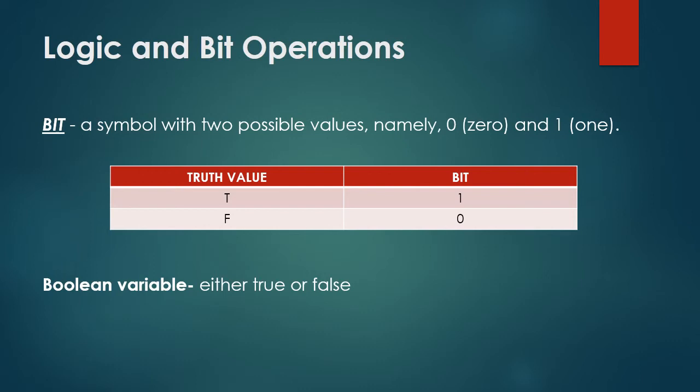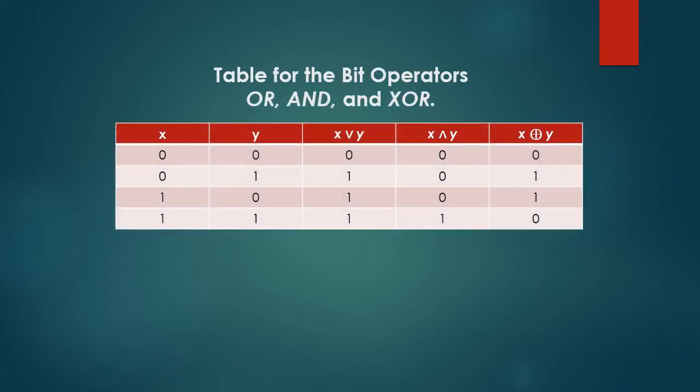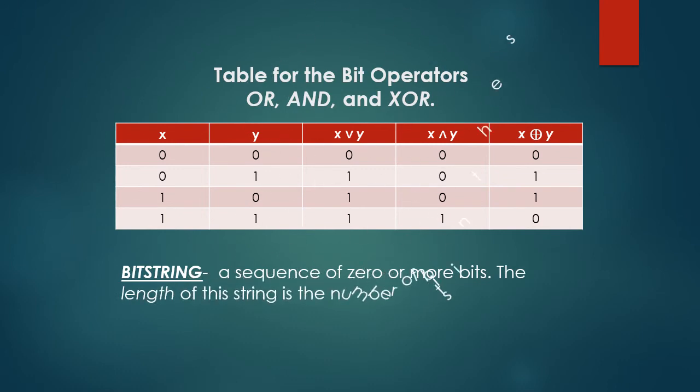A variable is called a Boolean variable if it is either true or false. Consequently, a Boolean variable can be represented using a bit. Computer bit operations correspond to the logical connectives by replacing true by 1 and false by 0 in the truth tables for the operators AND, OR, and XOR. This table is obtained with the corresponding operations.